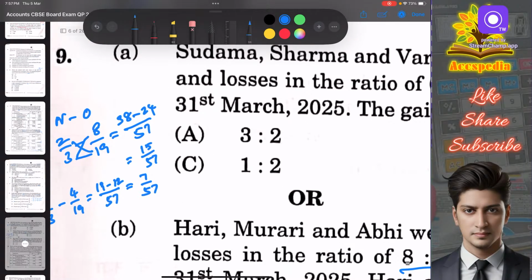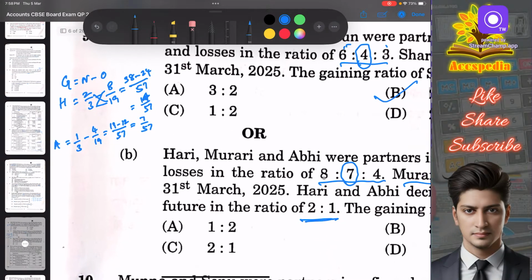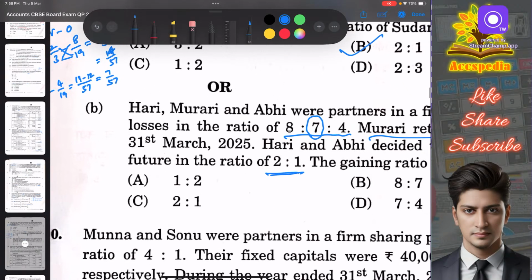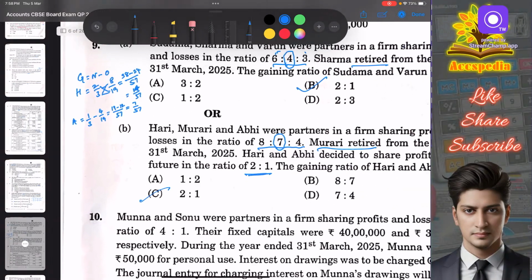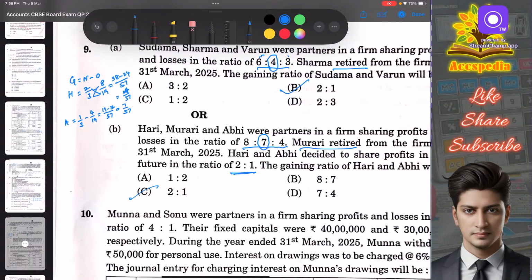Oh, sorry, it is 14. 38 minus 24, it is 14. My mistake. So 2:1. Oh, okay, we should not have calculated this. See, the ratio among the continuing partners is 8:4, which is 2:1. The new ratio among the continuing partners is also 2:1. Then the gaining ratio also will be 2:1.